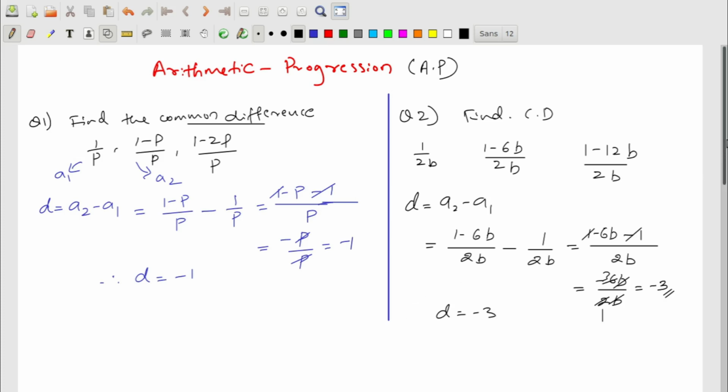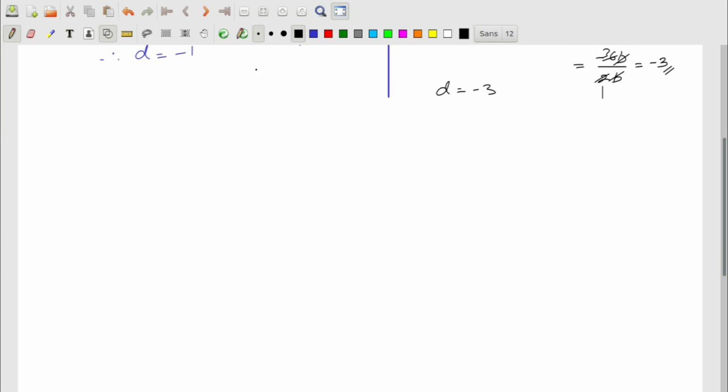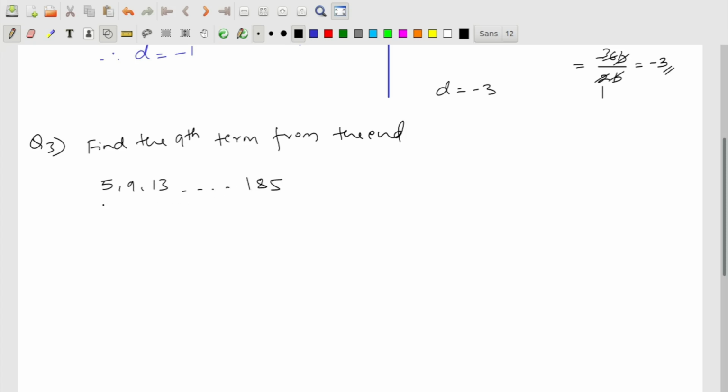Okay, fine. So we'll take one more different question, and this one is similar to an NCERT textbook question. Let's solve. So question number 3, find the ninth term from the end, and the AP given here is 5, 9, 13 till 185, right? So this is the given AP.